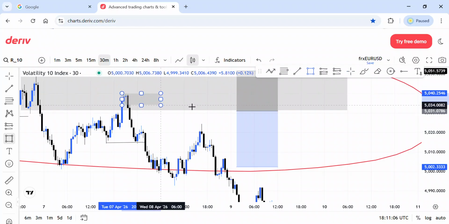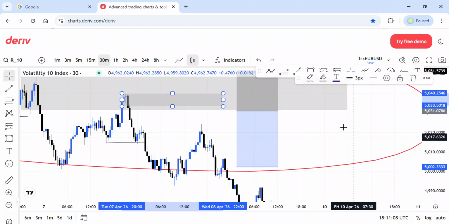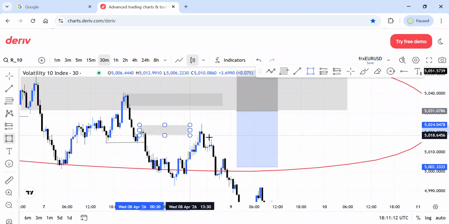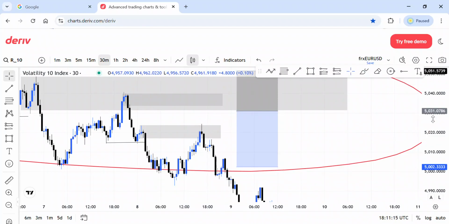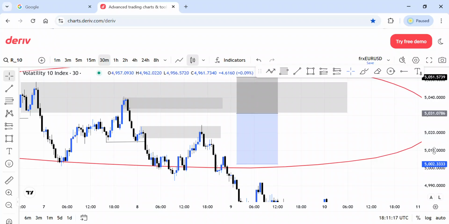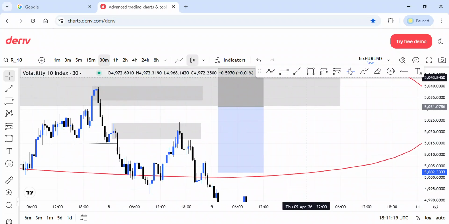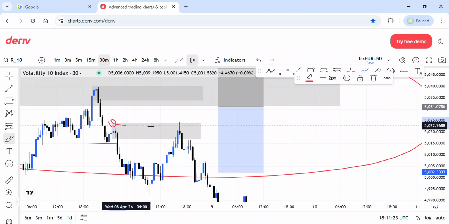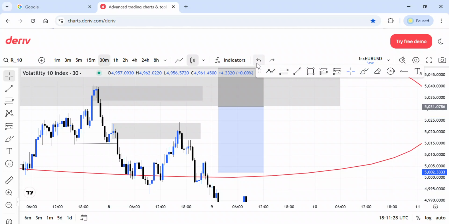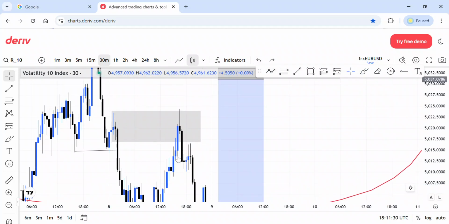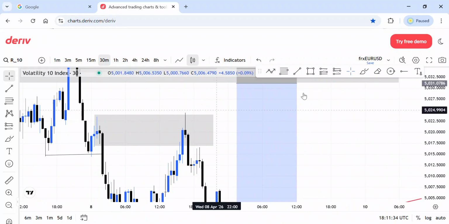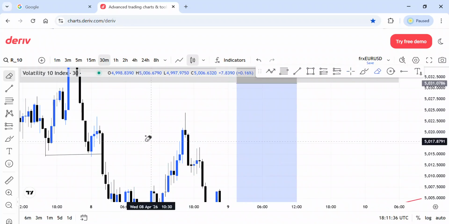We have a supply zone here, and we have another supply zone here, but this one here is at an inducement level. This is just an inducement. But what happened? I think the price swept the inducement, then started selling. As you can see, the price literally swept the inducement.